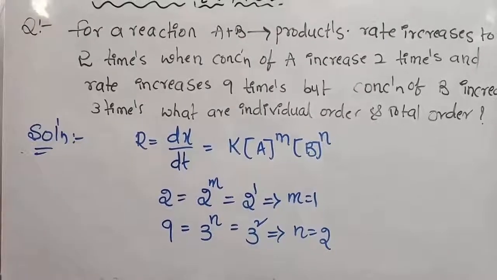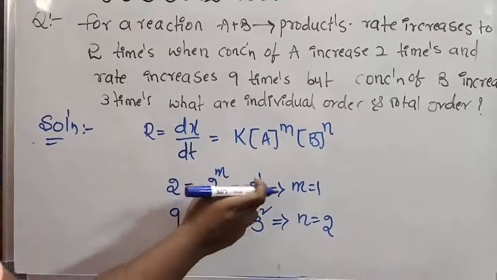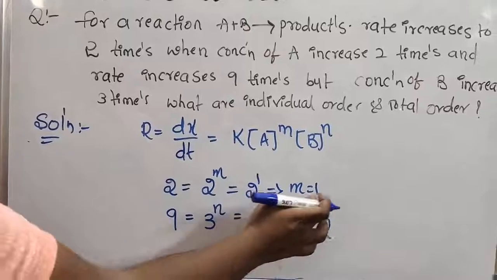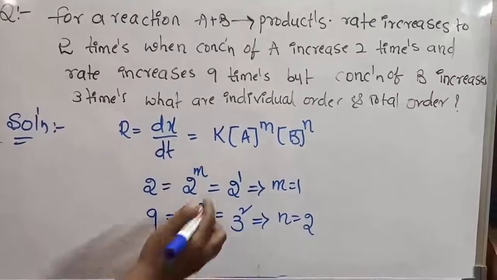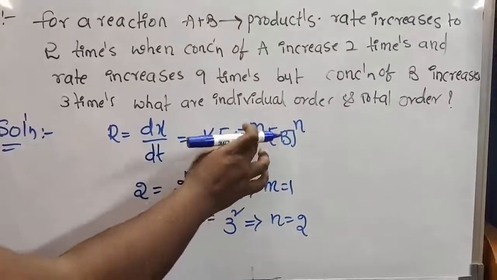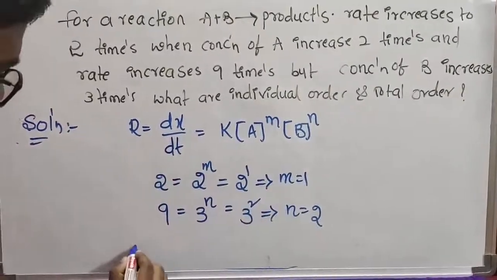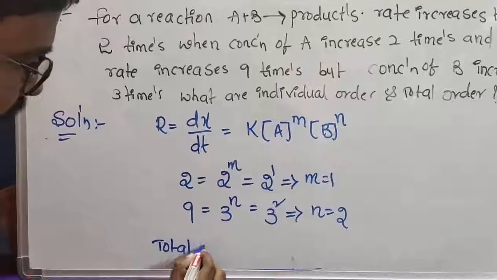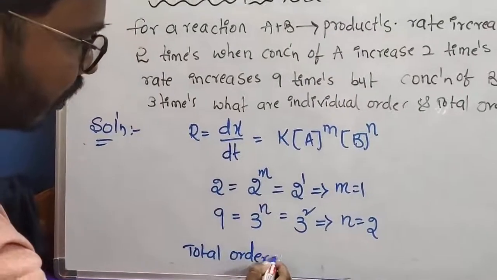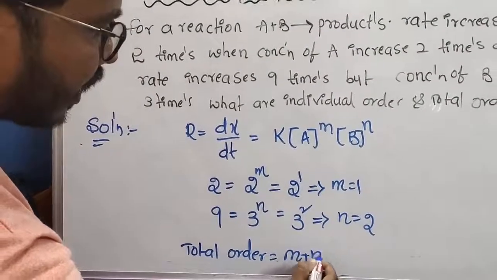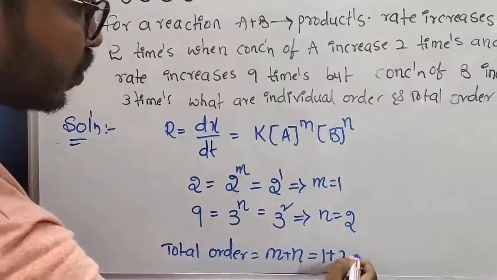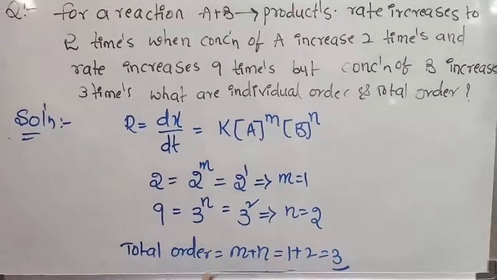n equal to 2. 3 square equal to 9. And 2 to the power of 1 equal to 2. So m equal to 1 and n equal to 2. Concentration of reactant here, m equal to 1, n equal to 2. So total order equal to m plus n, 1 plus 2. So order of reaction is 3.